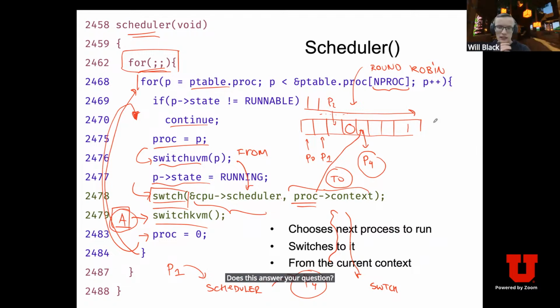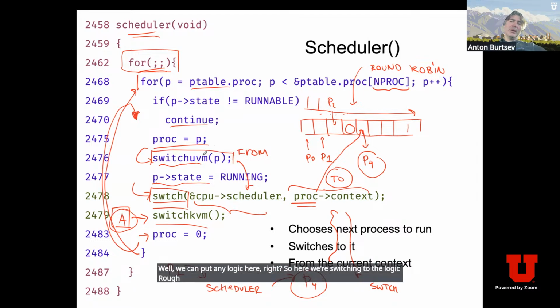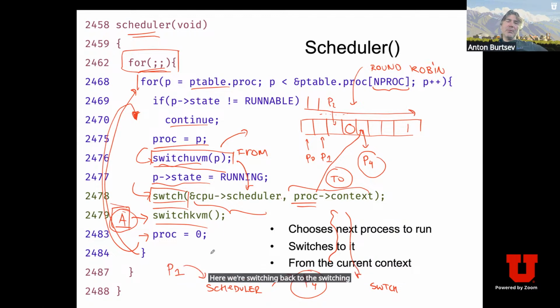Yeah, I think so. Well, we can put any logic here, right? Roughly speaking, here we're switching to the address space, the page table, of the process we're switching to, and I will talk about those functions a little later. Here we're switching back to the page table which we created as part of the main function.